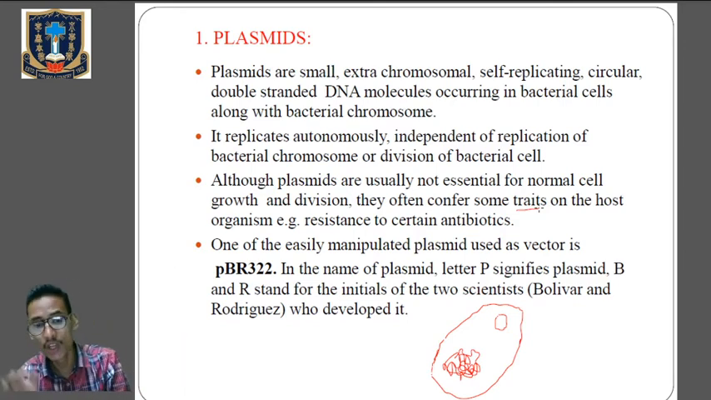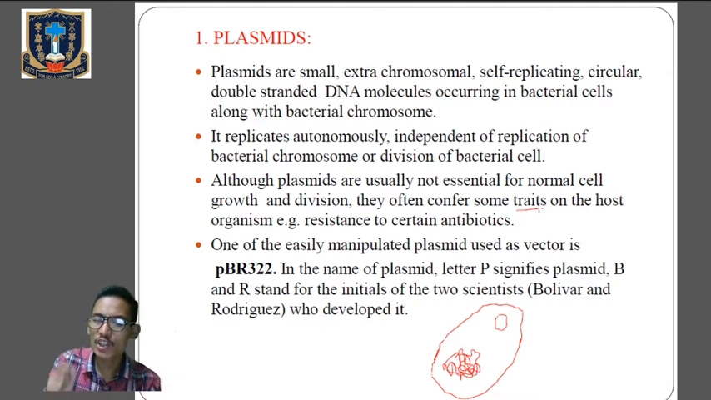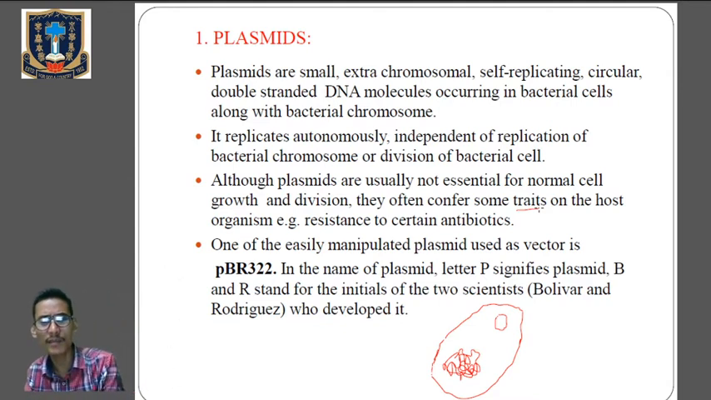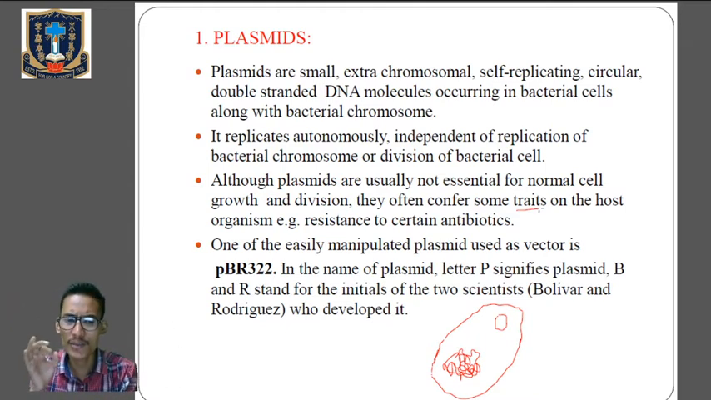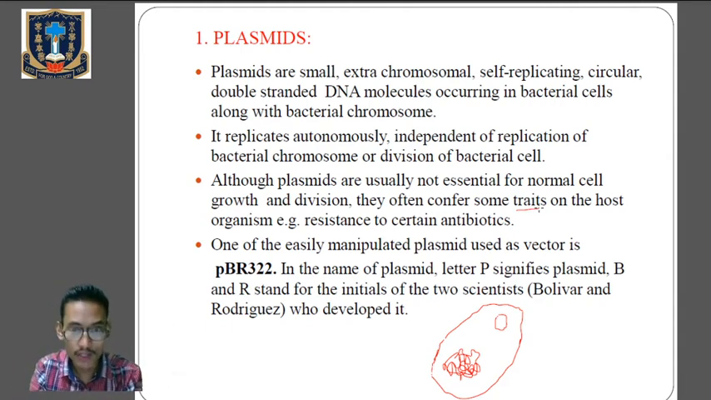Clear? So one of the most easily manipulated plasmid vectors that we are using is plasmid pBR322. This is very, very important. Can you remember? The most manipulated and easily utilized plasmid vector is pBR322. Okay, so in the name of this one, the letter p stands for plasmid, B and R stand for the initials of the two scientists who discovered it. B means Bolivar and R means Rodriguez. Okay, who developed this vector.